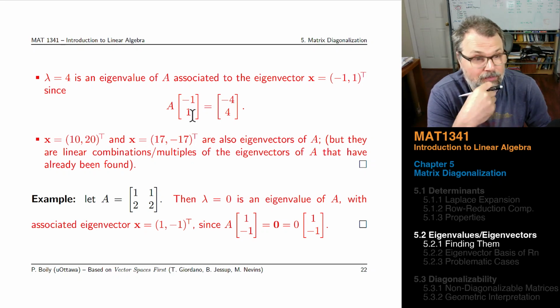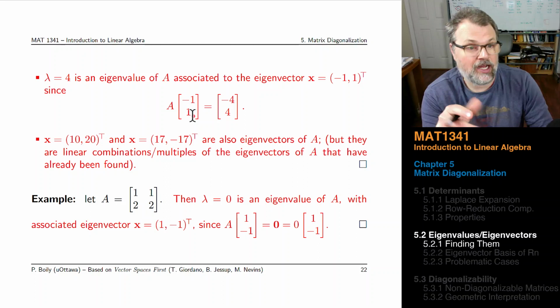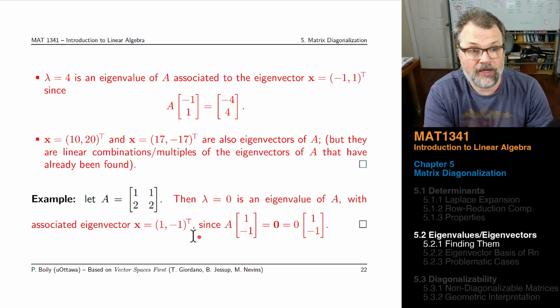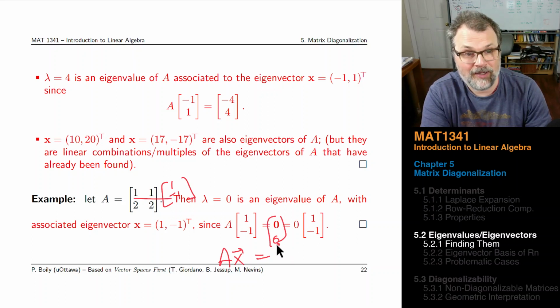Let's look at another example. Matrix A, which is 1, 1, 2, 2. Lambda equals 0 is an eigenvalue of A, and it has an associated eigenvector 1, minus 1, because if I multiply A by 1, minus 1, I'm going to get 1 plus minus 1, which is 0, and then 2 plus minus 2, which is also 0. So here's A, here's x, here's, well, it's not obvious here when I'm looking at 0, 0.